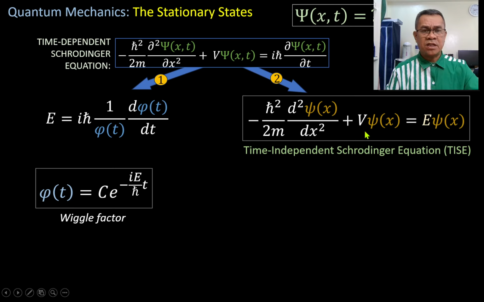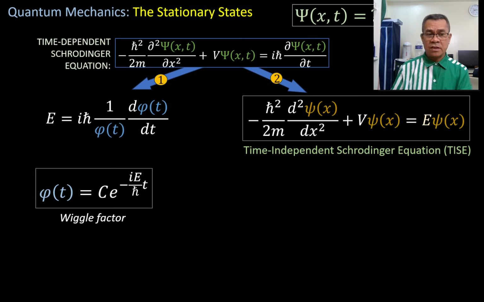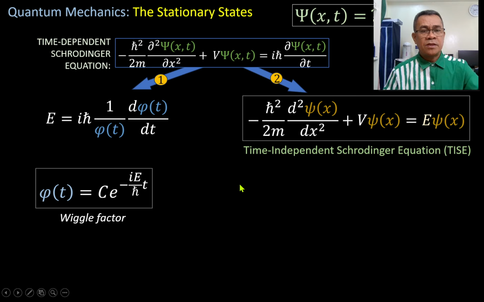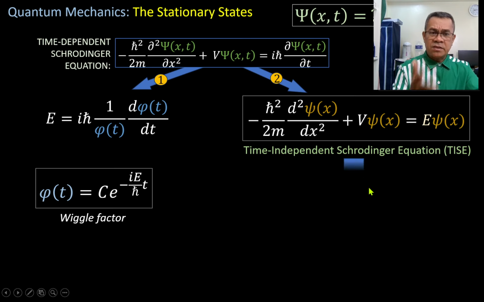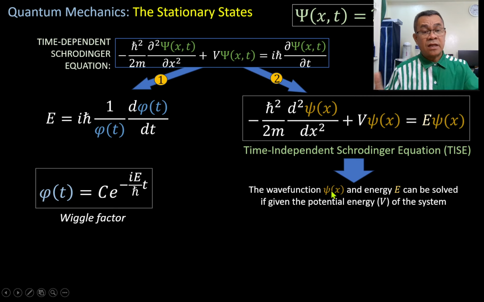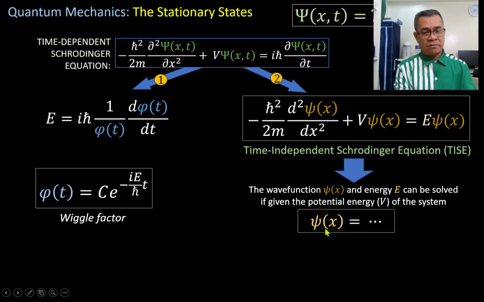Now, if we have this potential energy, then we can solve for the psi x and E. Okay? And this potential energy depends on different systems, meaning different systems have different potential energy. We have the potential energy in an infinite square well or particle in a box. We have also the potential energy of the harmonic oscillator, the finite square well, and so on and so forth. Okay? So therefore, if we have this, then we can solve for the psi x, which is the position dependent, and also the energy. So since we solve the energy, then this energy will be replaced here, and we have this one. Okay? And it depends upon the system.